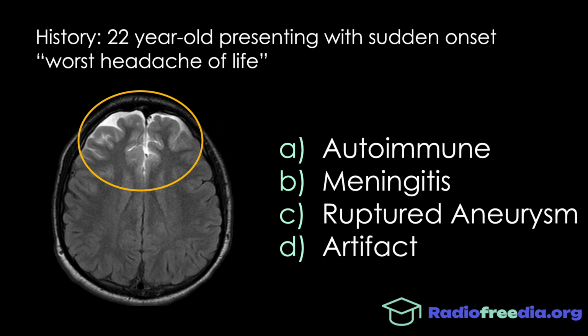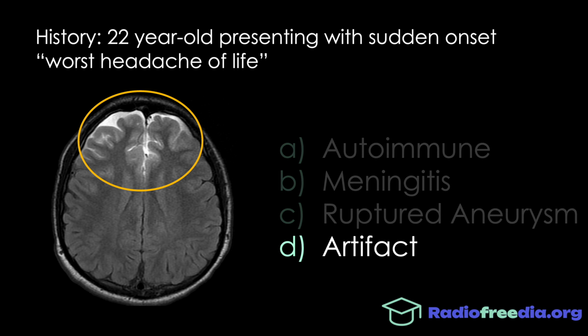You can get more simple proteinaceous material within the CSF in autoimmune conditions. Purulent material, such as in a bacterial meningitis, would also cause this, as well as blood due to a ruptured aneurysm. So what do you think it is in this case? It turns out that this is a case of artifact.